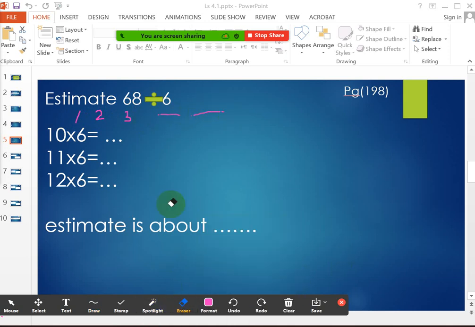You can use it in this exercise, but look, if you use those, the answers will be far away from 68. If you multiply 1 with 6, it will be 6. 2 multiply 6, it will be what? 12. So far away from 68. That's why I will start my multiples with the counting numbers 10, 11, 12, etc., as written in the book.